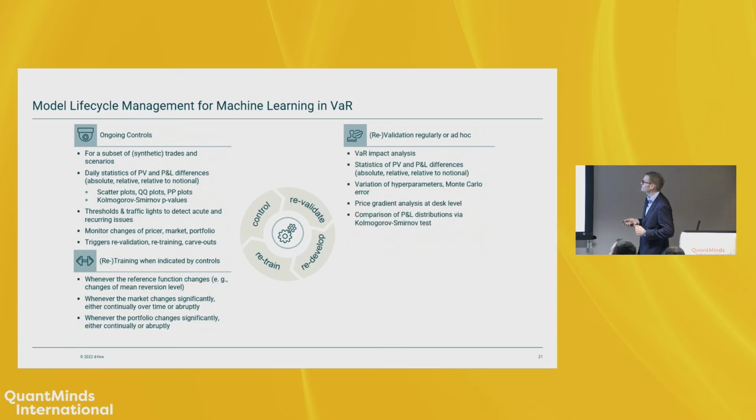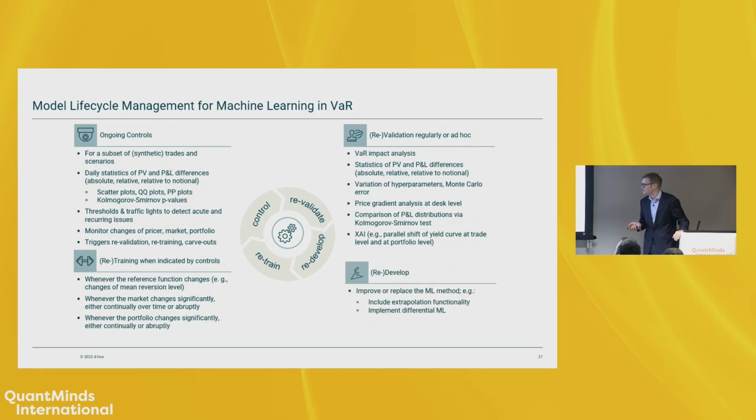So, revalidation. I listed some proposals for revalidation activities. Of course, you want to do an impact analysis, and you want to apply these AI techniques I mentioned in the beginning. Of course, you may also want to redevelop, maybe improve the model, maybe do differential machine learning, maybe train to P&L instead of prices. Many options you have there. But it should only be triggered when the performance deteriorates and you cannot repair it just by retraining.